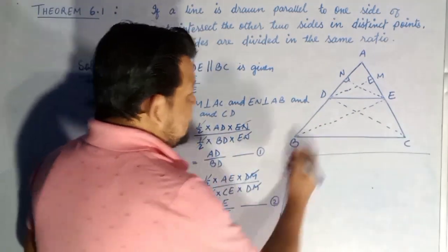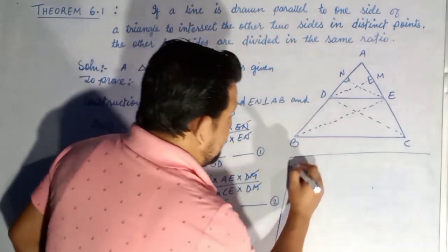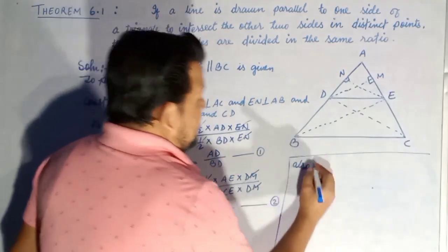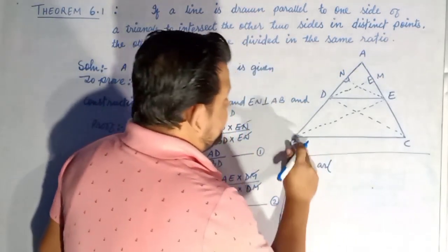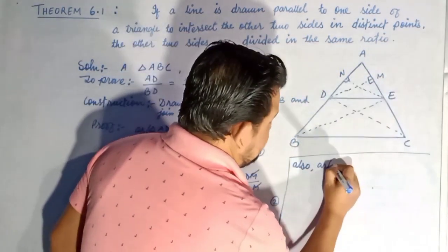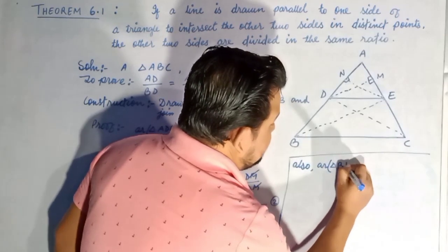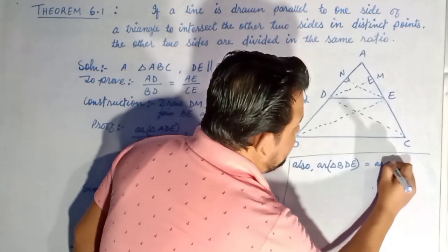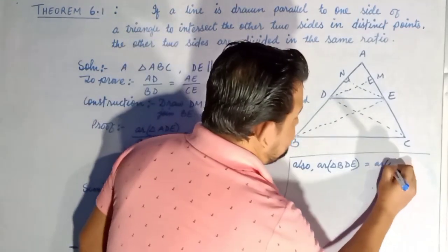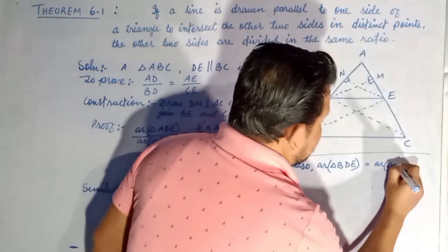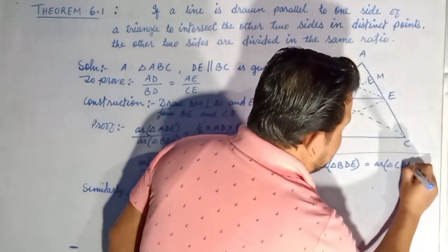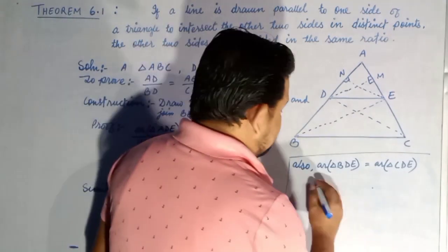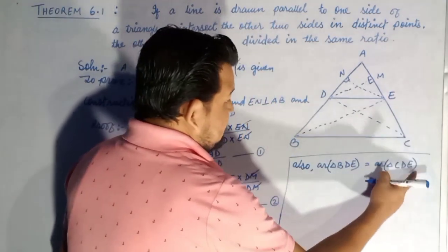So let us write it. Here, what we can get also is that the area of triangle BDE is equal to the area of triangle CDE. If you want to explain, you can write it very nicely here. Let me explain the reason for this.